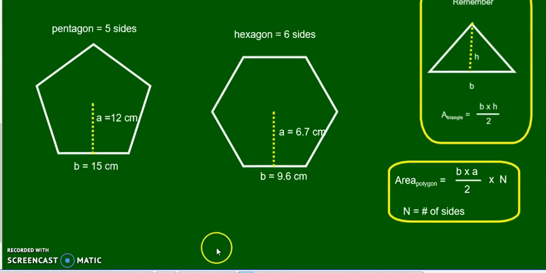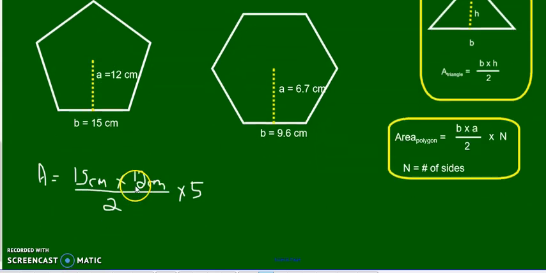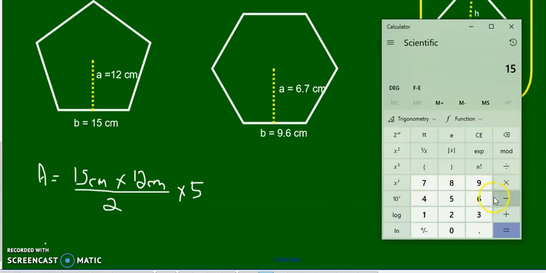Okay, so for the first one, we're going to write the formula. The area is the base, which is 15 centimeters, times the apothem, which is 12 centimeters, divided by 2. That's the area of one triangle, but there are 5, so we multiply it by 5. Centimeters times centimeters is centimeters squared, so our answer will be in centimeters squared. Let's work it out using our calculator. 15 times 12 divided by 2 is 90 centimeters squared. That's one triangle.